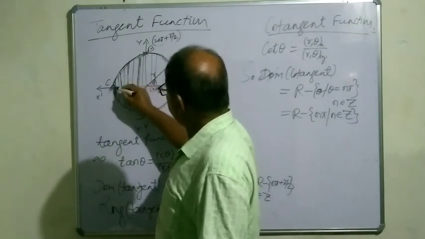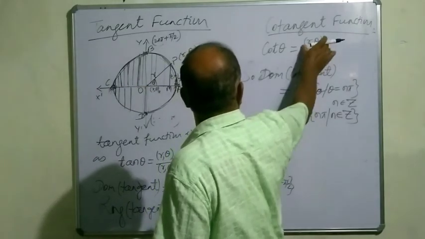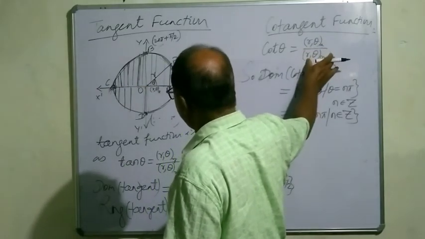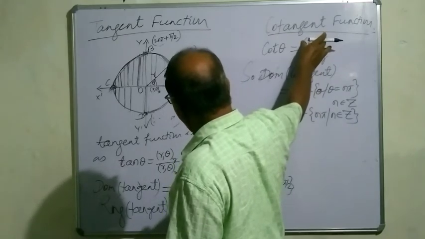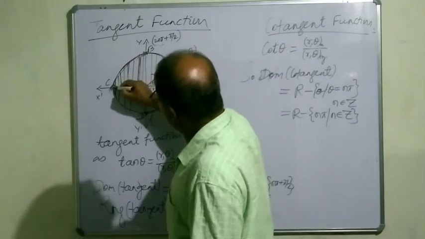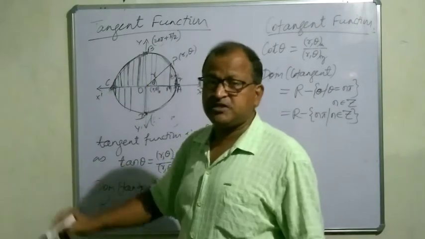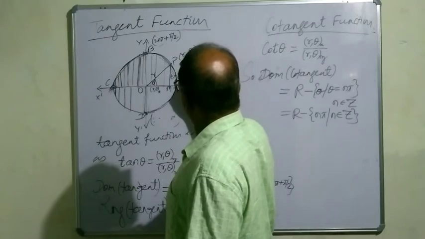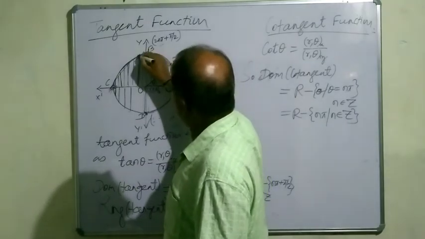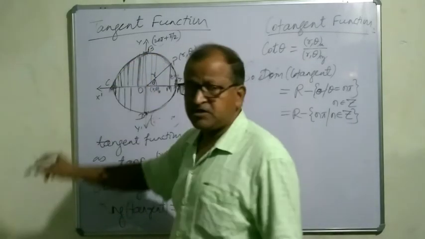So again, what will happen? R theta y is very near to 0 and positive. It is a big negative, so very small negative. So it will approach minus infinity there. So, you see, from infinity it becomes 0 and becomes minus infinity.